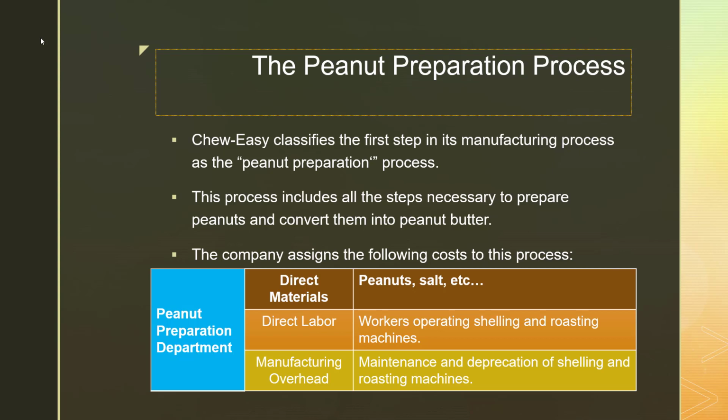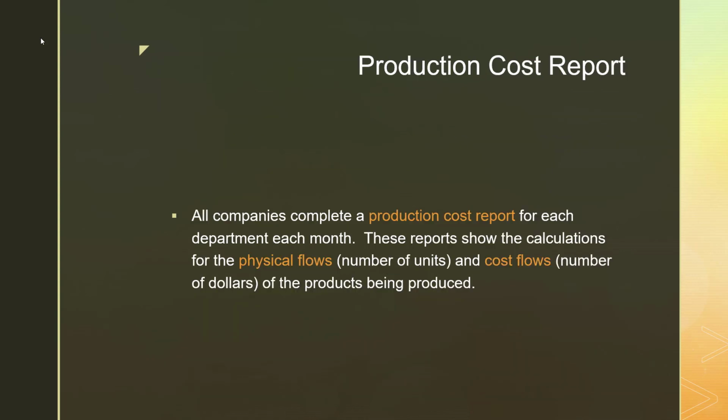And because we are using process costing, we need to track all of these costs that are being incurred within the first phase of production, so we can later transfer these costs on to subsequent phases of production that occur farther down the line once we have these peanuts properly prepared for them. And to do so, we're going to record those costs on a document called a production cost report, which everybody calls a PCR for short.